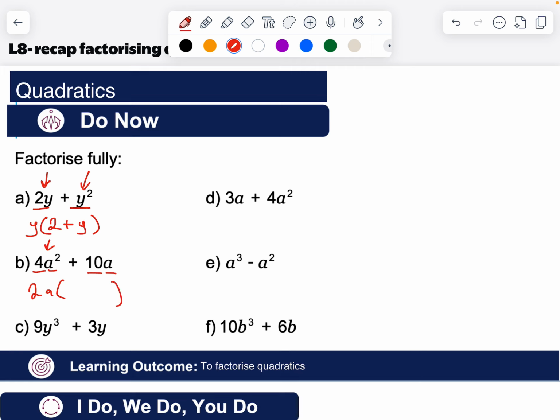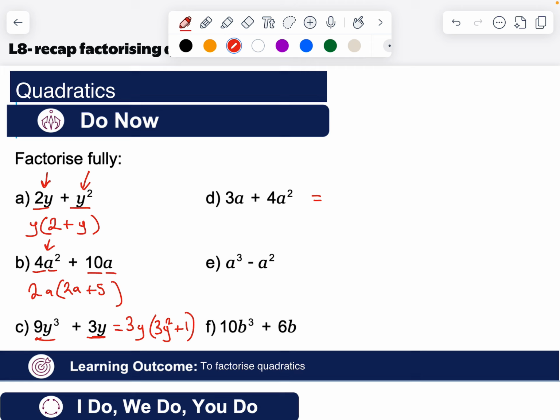2a times what gets you 4a squared? Well, you need a 2 to get the 4 and an a to get the a squared. And then you need 2 times 5 to get your 10, and then we don't need anything else because there's already an a there. Highest common factor on these two is 3y. And then inside your bracket, 3 times 3 gets you 9. Y squared times y gets you y cubed, and then just plus 1 because this is already on the outside.